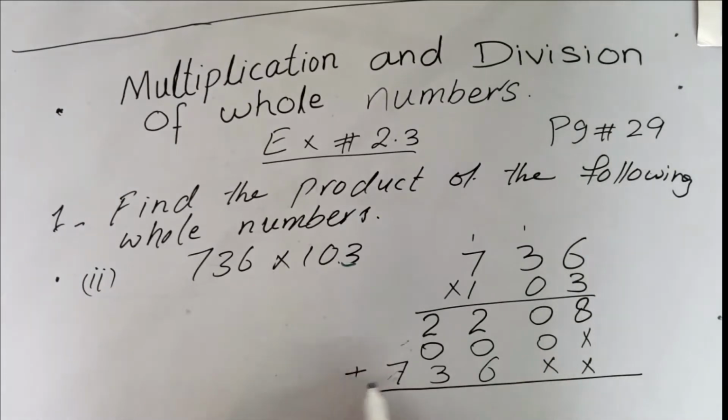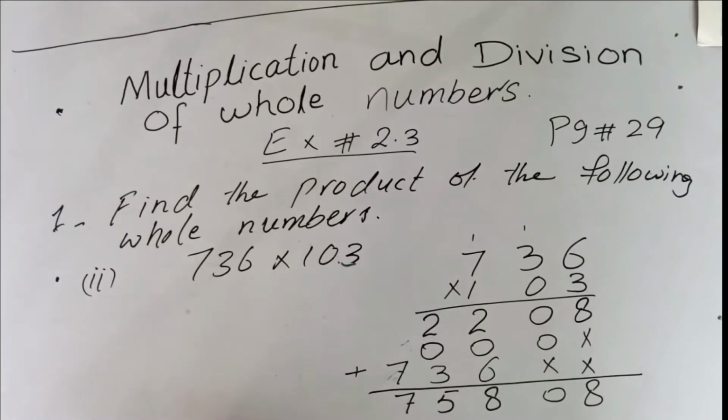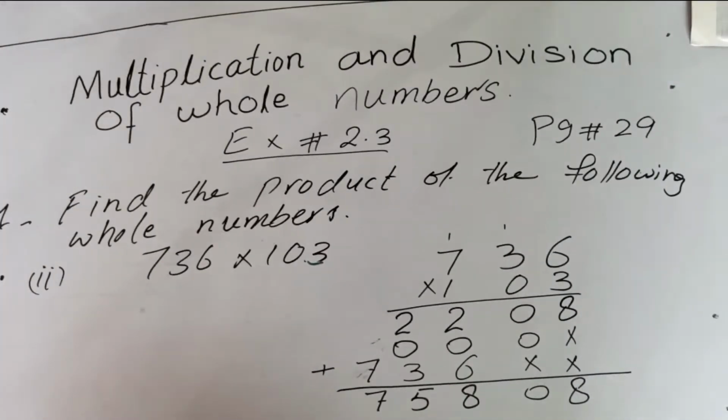Now you have to add all these 3 values. Can you add yourself? Okay, it is quite easy. 8, 0, 6 and 2, 8, 3 and 2, 5 and 7. This is the answer. Quite easy. This is the second part of the first question. You have to solve all the rest of the 3 parts, 1, 3 and 4.